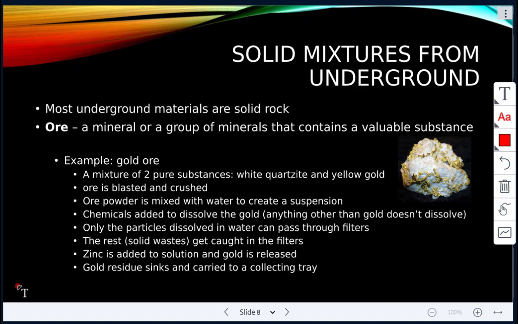Then zinc is added to the solution and gold is released. And basically that gold residue, it'll sink down to the bottom, and then it's carried and collected in a collecting tray.